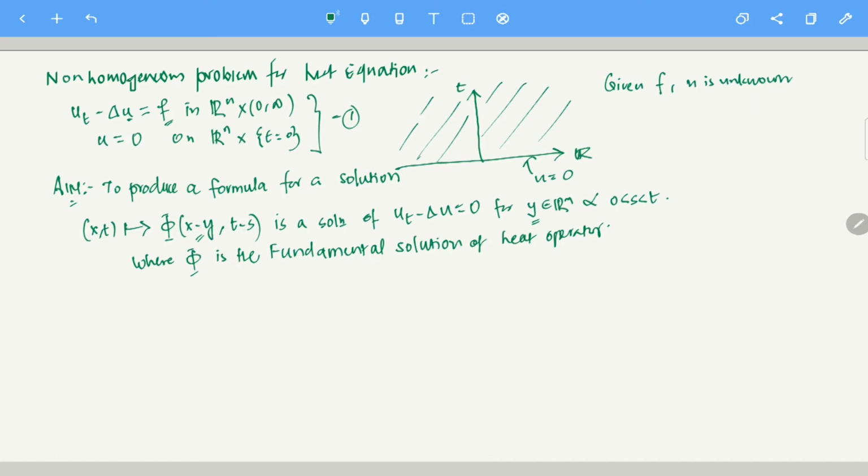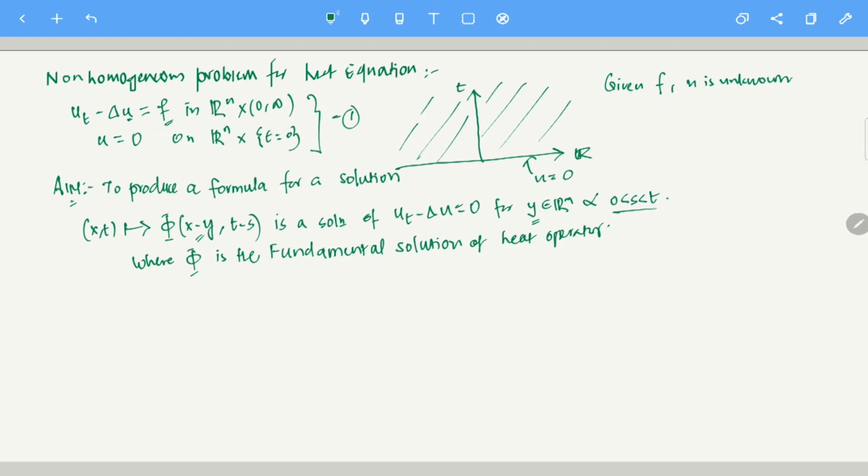And t minus s. See, s lies between 0 and t. So t minus s is always positive. Yeah, so phi of a point in Rn times the time variable, which is positive, right? So essentially this particular function will solve the heat equation. Fine. That is why you need this condition, because otherwise t minus s can be negative. In that case, this will become 0. Okay, it solves, but it will become 0.